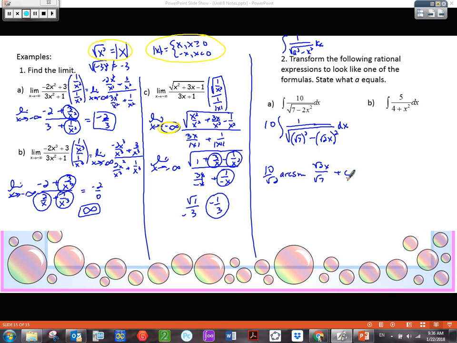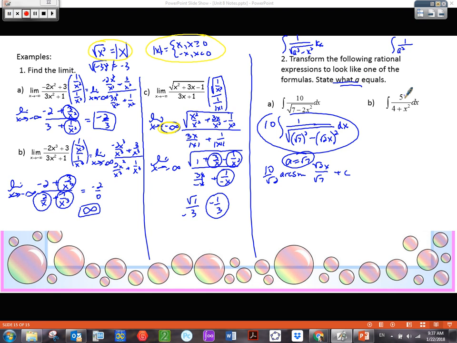No. I need you to be able to do this, because when you do this, you're going to be able to use the formula to do this. Okay, there's a formula involved. Calculus is all about formulas. So here, my formula is 1 over a squared. Oh, sorry. It says state what a equals. A is the square root of 7.